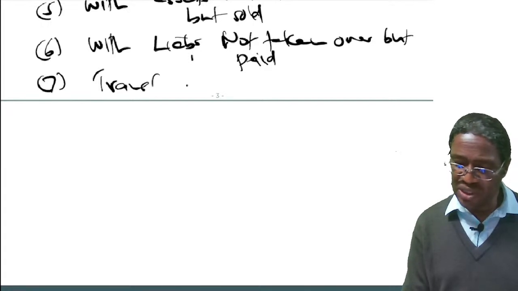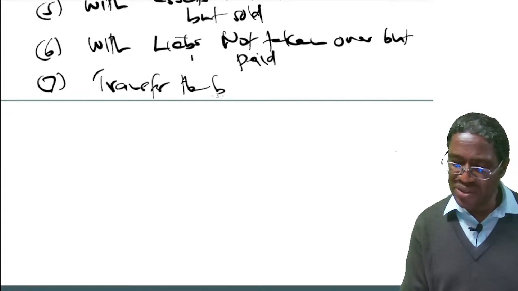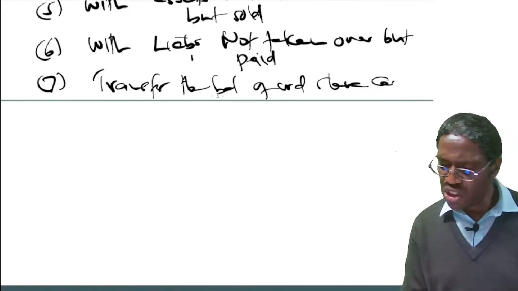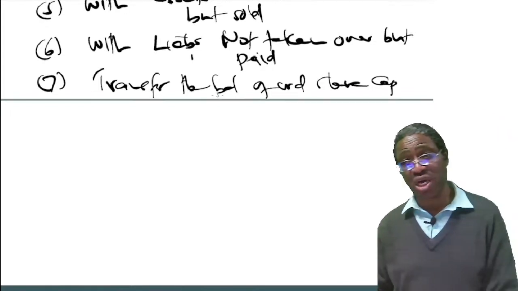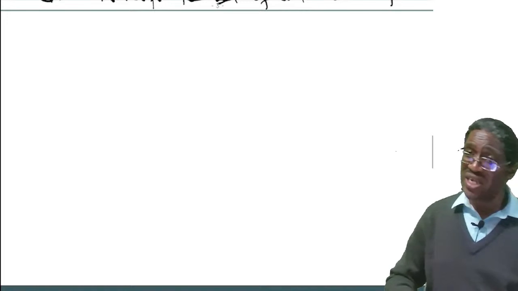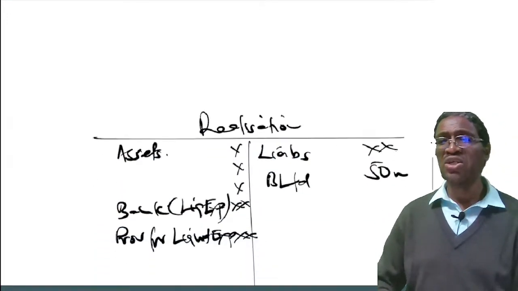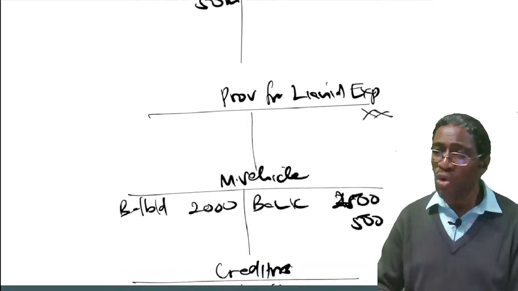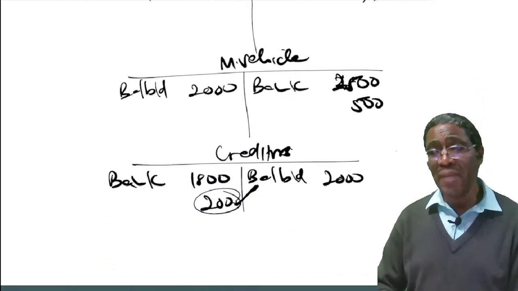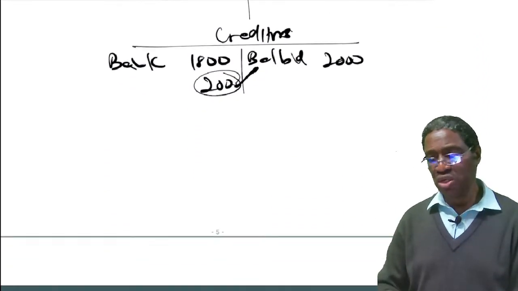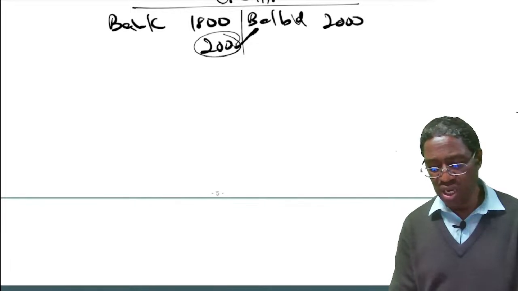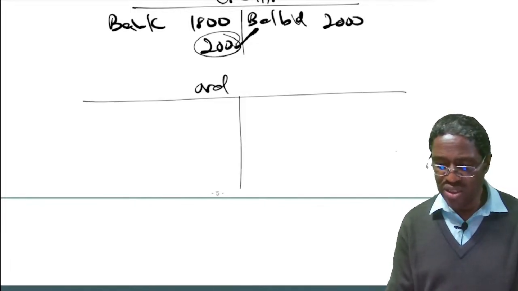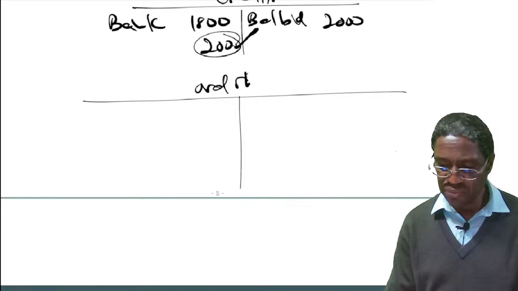Step number 7 says you transfer the balance of the ordinary share capital to a liability account which we shall be calling ordinary shareholders members account. We open a liability account called ordinary shareholders members.